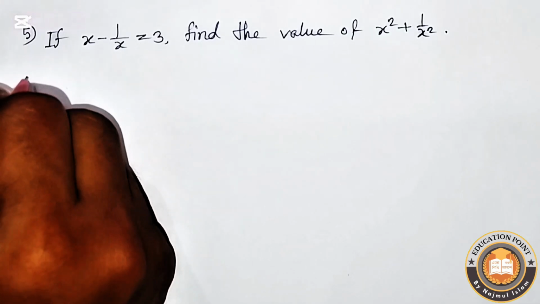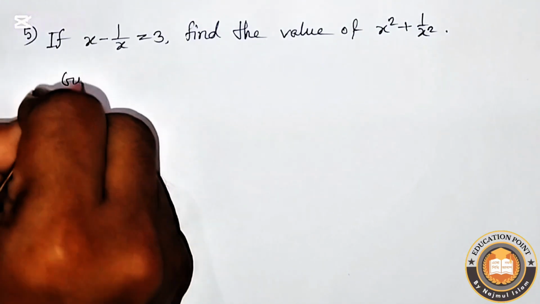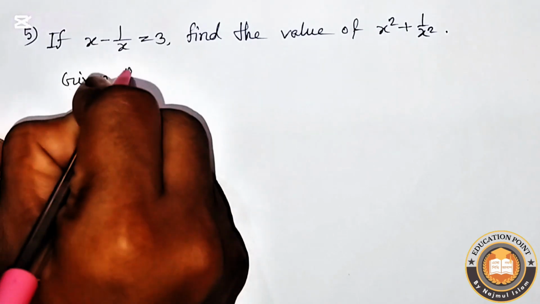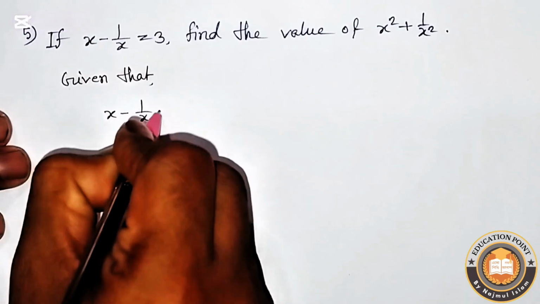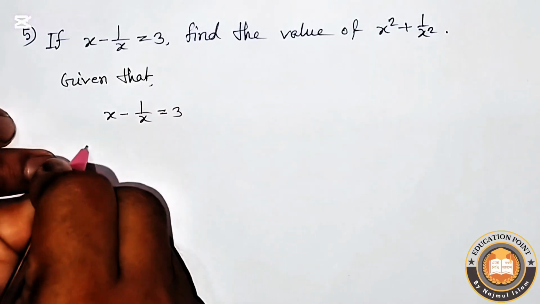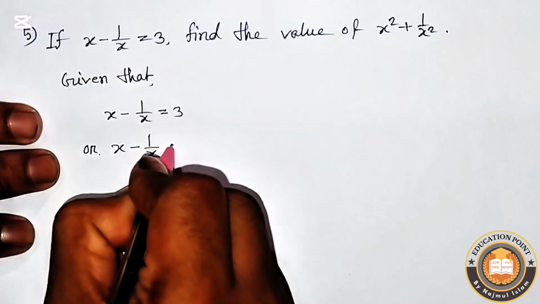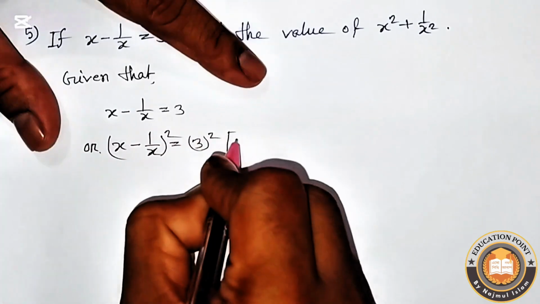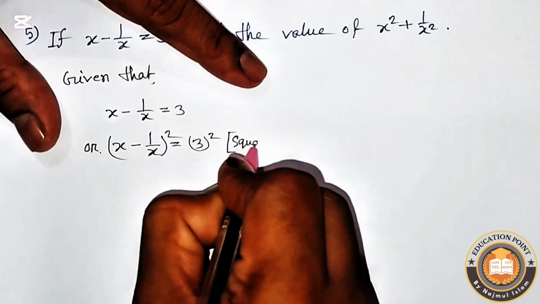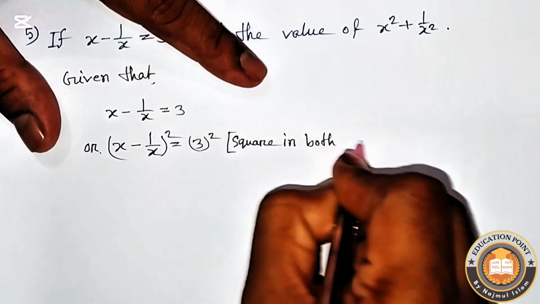Question number 5. If x minus 1 by x equals 3, find the value of x² plus 1 by x². Given that x minus 1 by x equals 3. Squaring both sides.